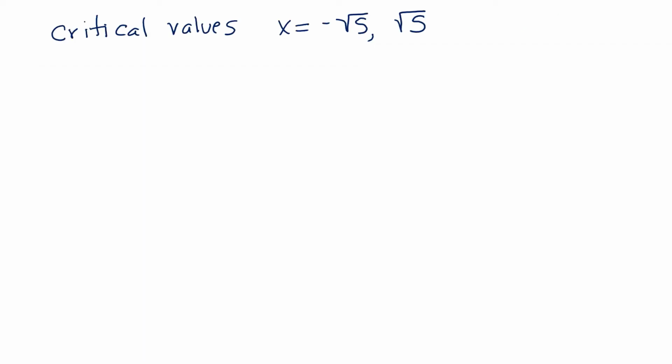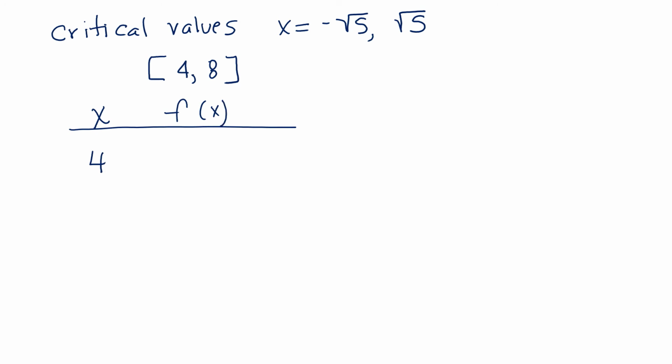Since neither of the critical values, x equals negative the square root of 5 or x equals the positive square root of 5, is in the closed interval from 4 to 8, we evaluate the function at just the endpoints. That is, when x is 4, evaluate 4 in the original function.